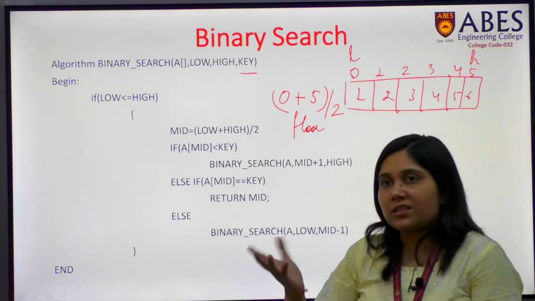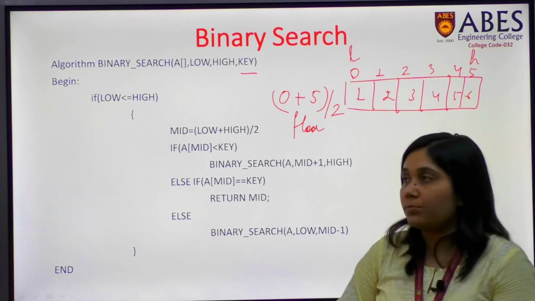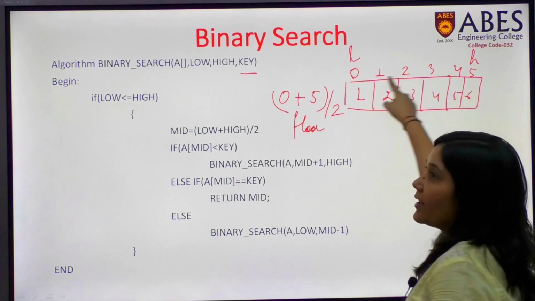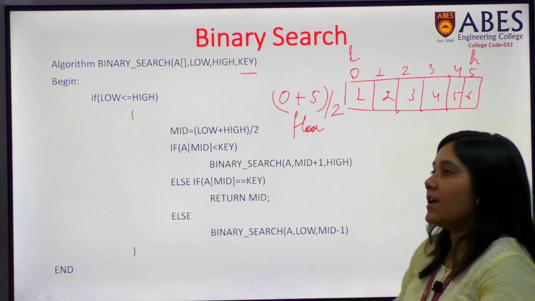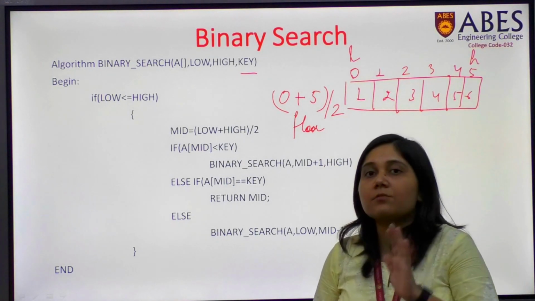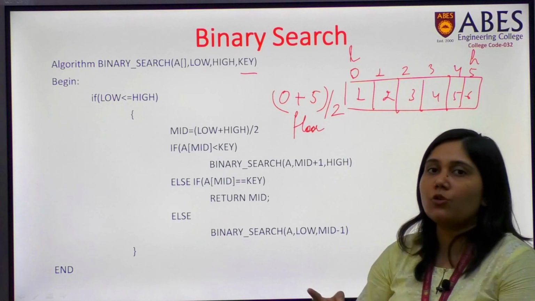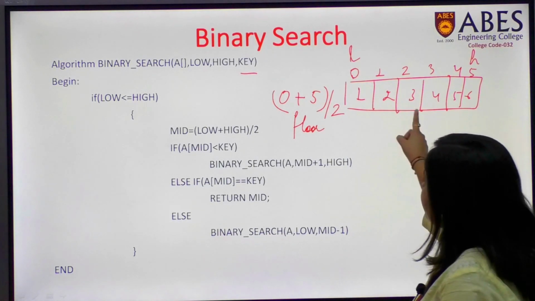Now before starting with the procedure, the first and foremost thing is why I have considered this array. This is called a sorted array. Sorted array means in a binary search it is mandatory to take a sorted array. Only then you can be able to apply the binary search.